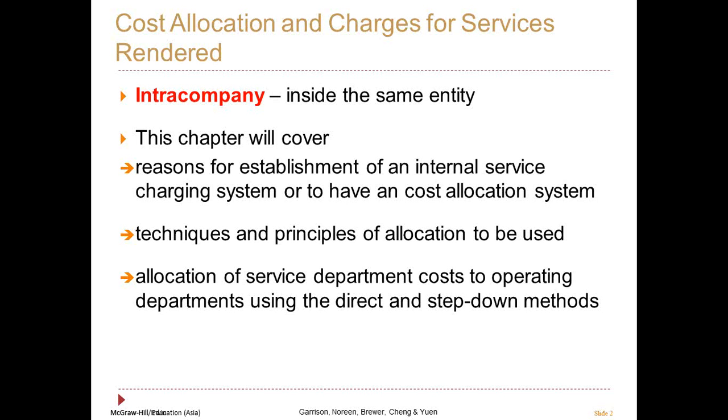And it will cover reasons for establishment of an internal service charging system or to have a cost allocation system, techniques and principles of allocation to be used, allocation of service department costs to operating departments using the direct and step-down methods.